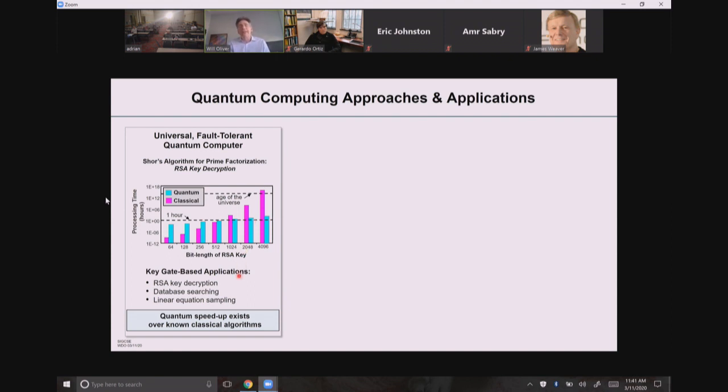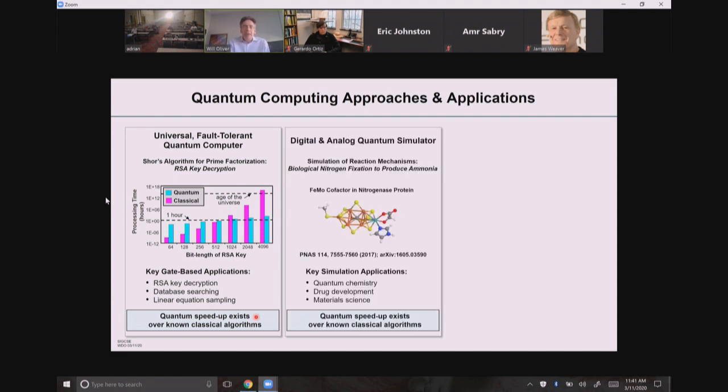But if it were the only one, maybe we wouldn't be so interested in this. Of course, governments would, but that's not really commercializable. That's not the only application. There are others, including database searching, sampling solutions to linear equations, and more, simulation, as I'll talk about in a moment. Now, here, for these types of problems, the quantum speedup is known to exist over known classical algorithms, but of course, if we can build a quantum computer large enough to really take advantage of this speedup.